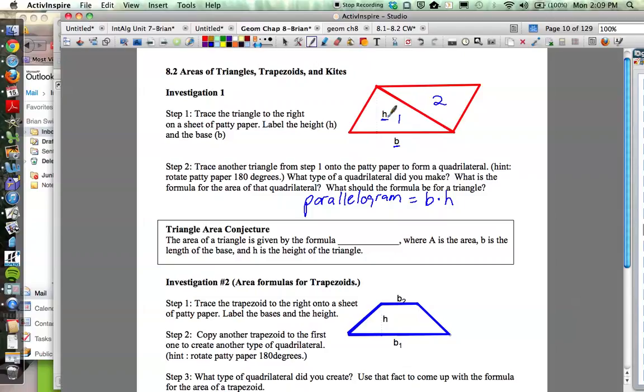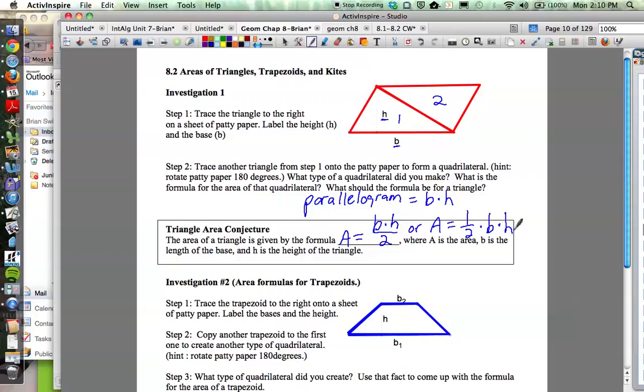So if there are two triangles that make up the parallelogram, then one of the triangles, therefore, would be half of the parallelogram. So the area formula for a triangle is simply half of the area formula for a parallelogram. Now I sometimes like to use base times height divided by 2 to represent that. Or you certainly can use area is equal to 1/2 times base times height, 1/2 bh.